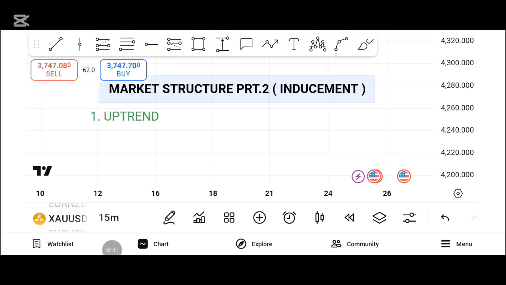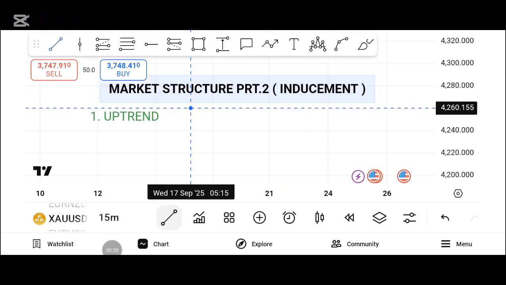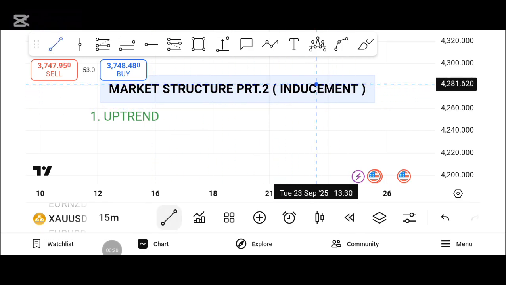On our previous video we talked about market structure part 1. If you haven't watched that video, go and watch it. So today we are talking about market structure part 2, inducement.